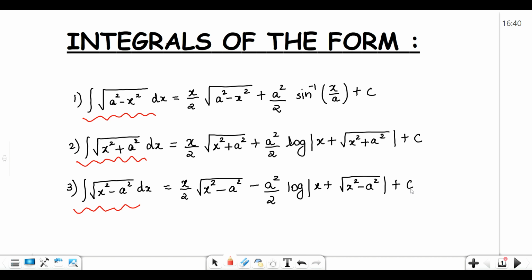Now this kind of integrals are a direct question. Okay, you have to see the question and you have to apply it. There is no need of doing any sort of calculations. Yes, sometimes the question may come a little bit complicated, so in that case you have to use the substitution and then you can further apply this formula. Okay, now let's just understand the three examples that I have taken on each of these formulas.